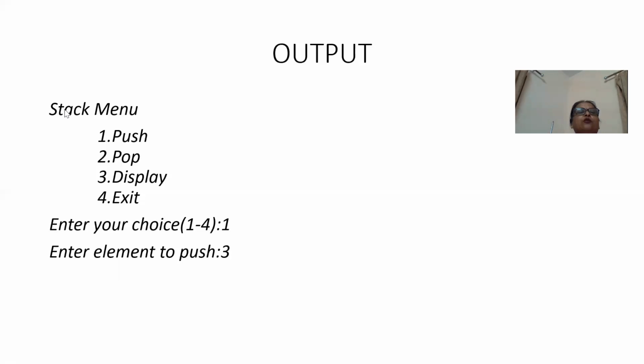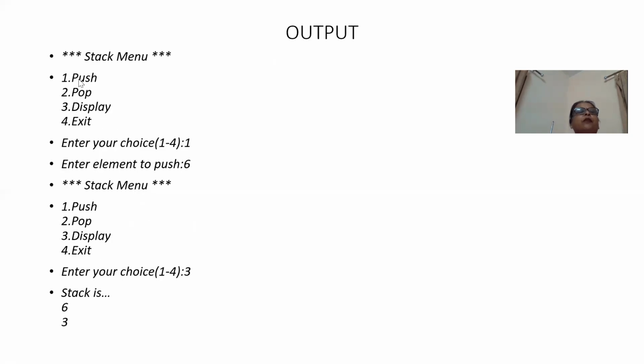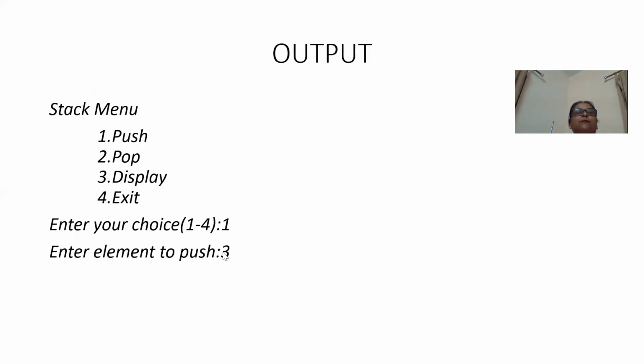When you run, this is the output: stack menu, push, pop, display, exit. There are 4 options. Enter your choice, first choice 1, enter element to push, 3. Again push, pop, display, exit, enter your choice 1, enter element to push, 6. Again the menu will come. Here the user gives choice 3. It displays the elements of the stack, 6, and before it 3.